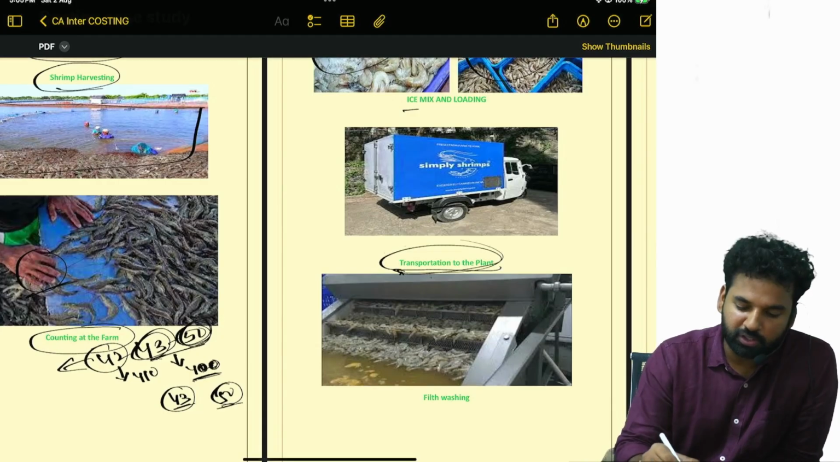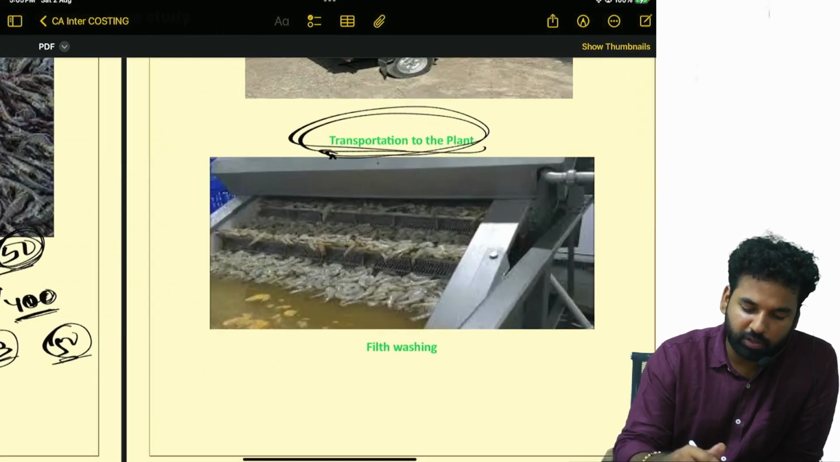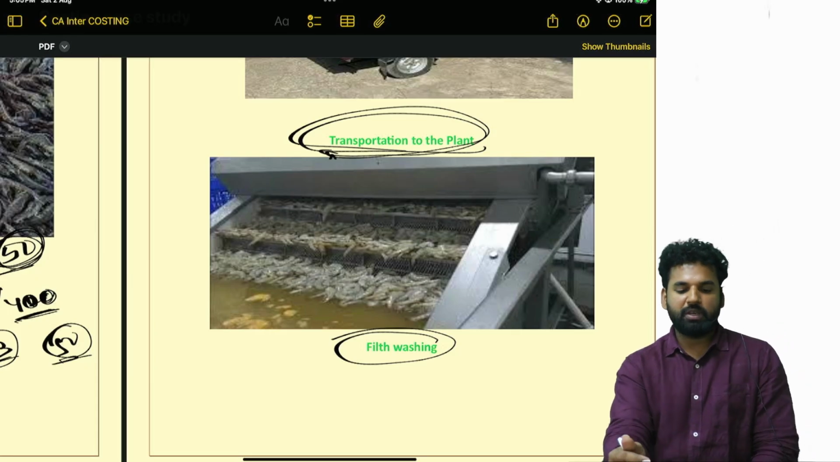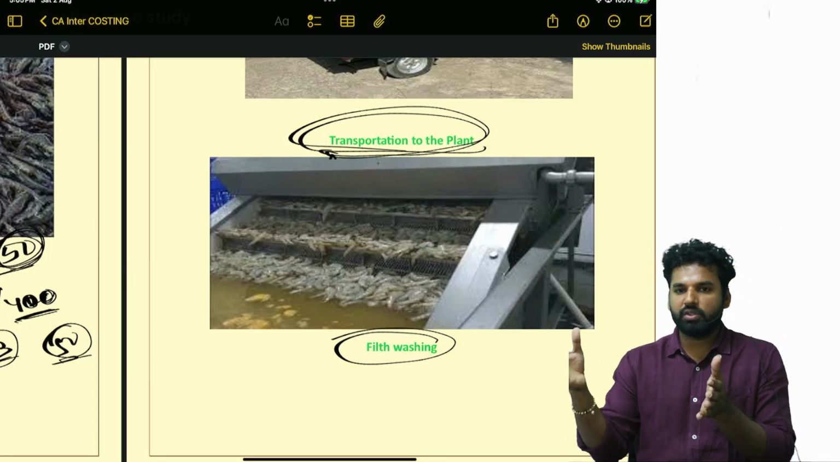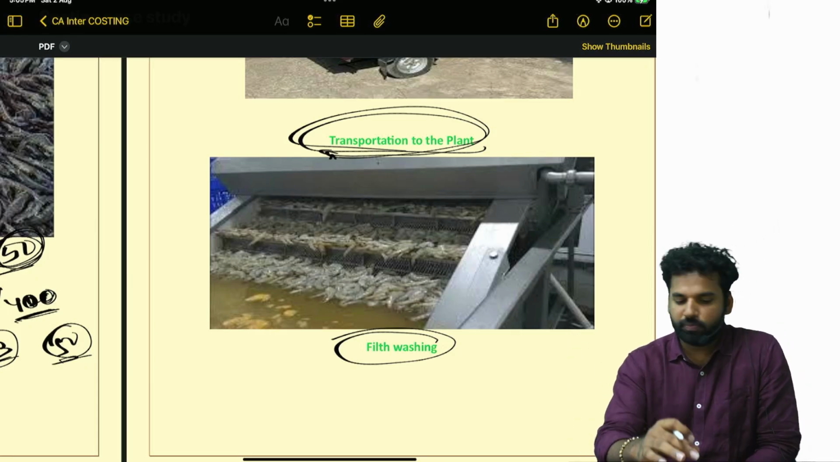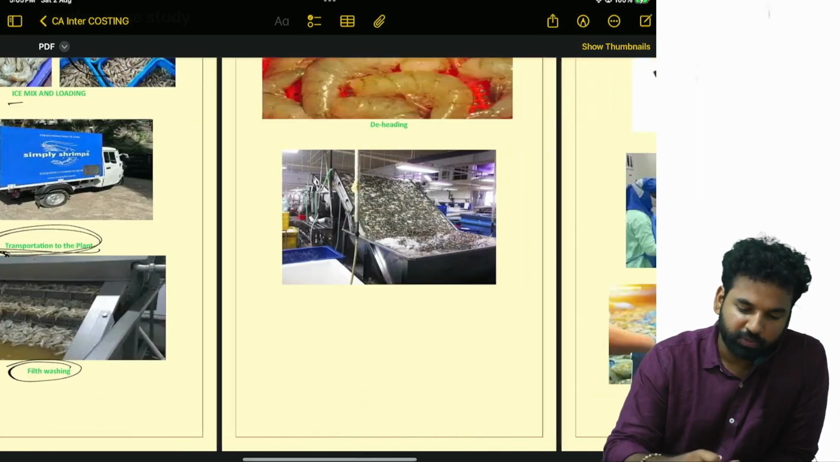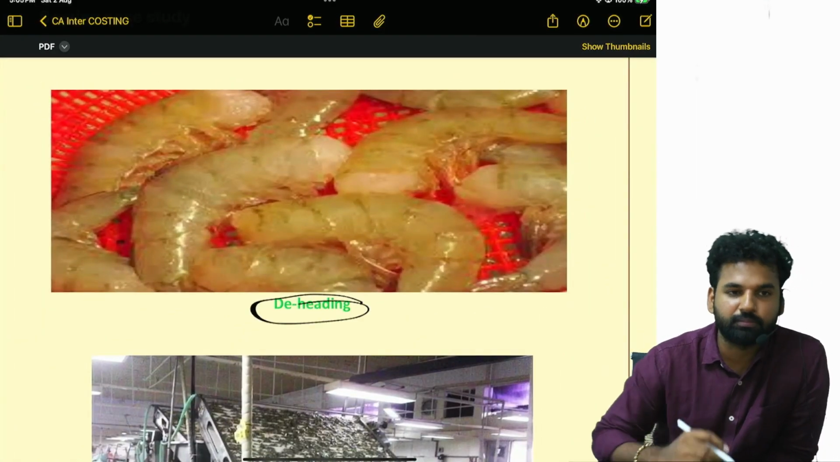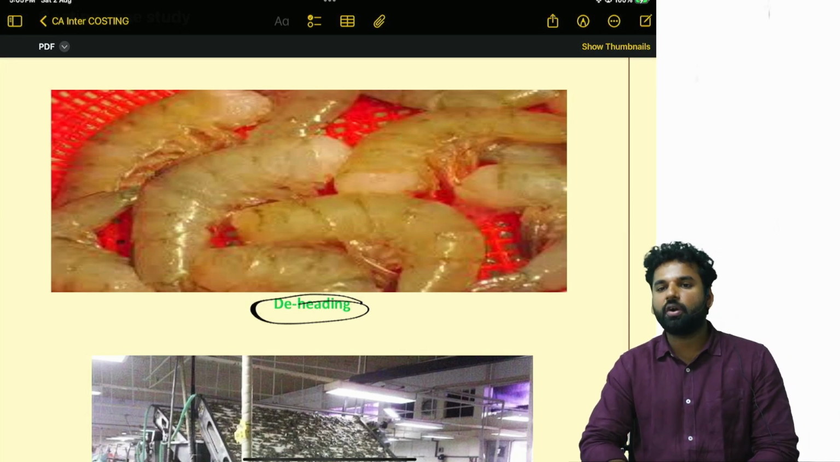Okay, so transportation to the plant. So this will be washed, which is called field wash. Using machinery, it will be washed. Okay, so after washing, the primary activity is removing the head, which is called deheading.